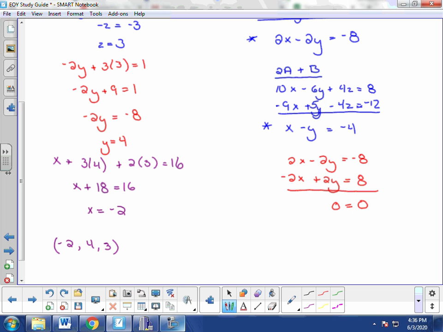Well, if this is the case, we have a dependent solution. We don't come to a solution, but we come to a statement that is true. And in this case, our solution is going to be all real numbers. Now, there are some stipulations to how those numbers relate to one another. That's why it's called dependent, but all real numbers will end up being part of the solution.